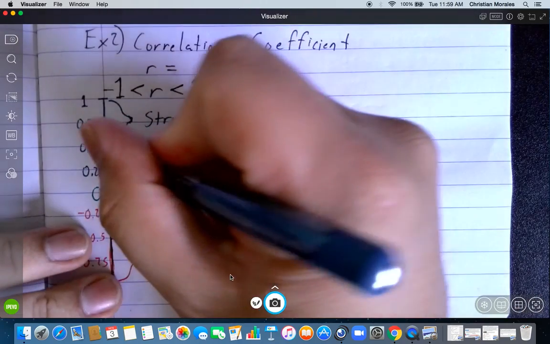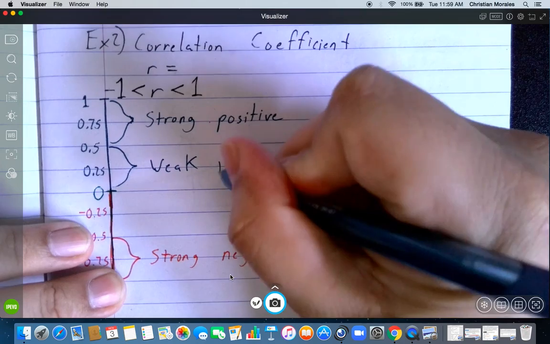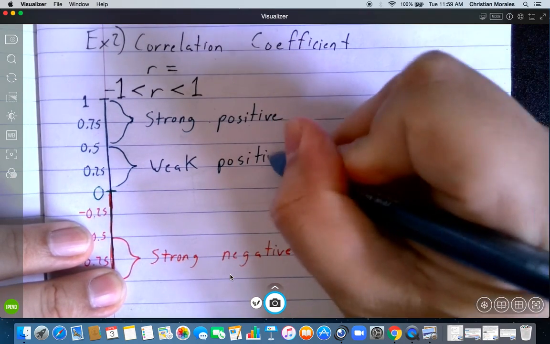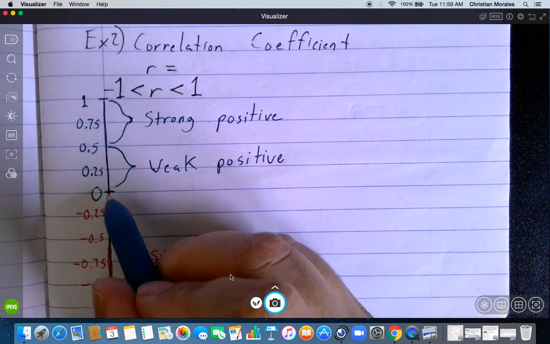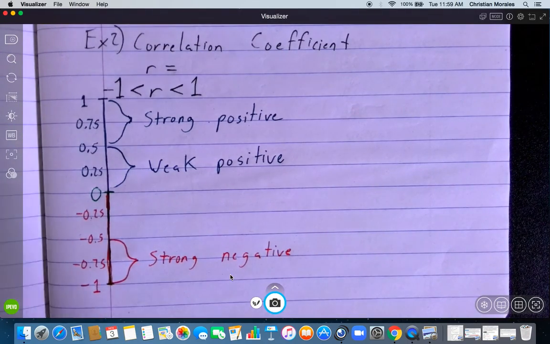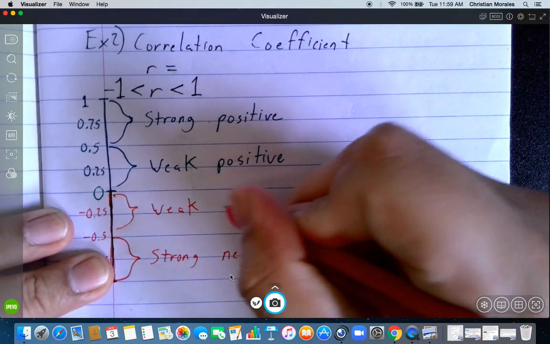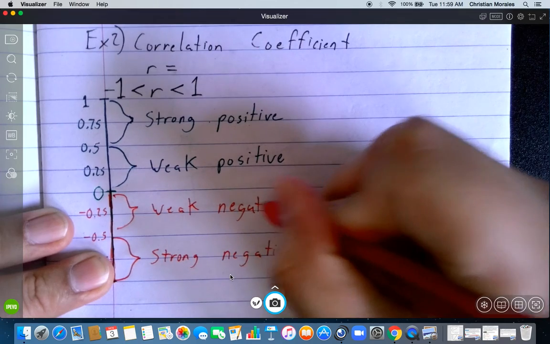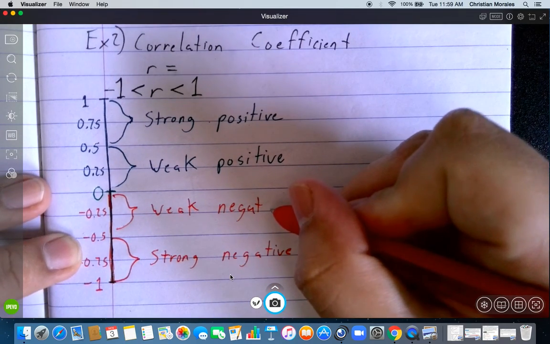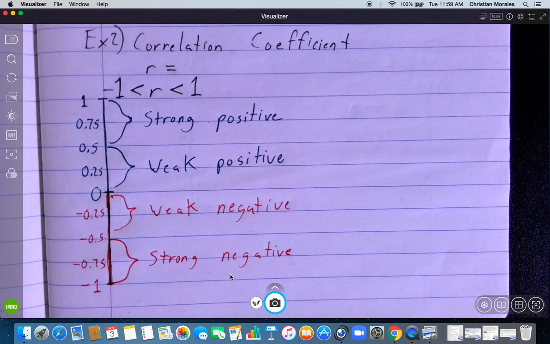But also, you can have weak positive correlation if it's between like 0 and 0.5. That would be weak positive correlation. And you can also have weak negative correlation if it's between 0 and -0.5. So you're generally trying to tell me how strong the correlation is by looking at the R value.